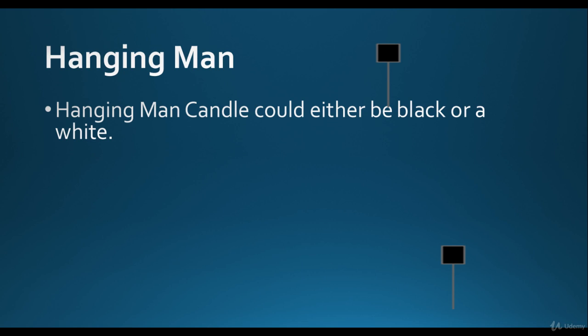Hanging man. Now, if you have seen someone hanging, he will look just like this picture. Hanging man candle could either be black or a white candle. Now, by black, I mean red, and by white, I mean green candle. So it could be like up or down.